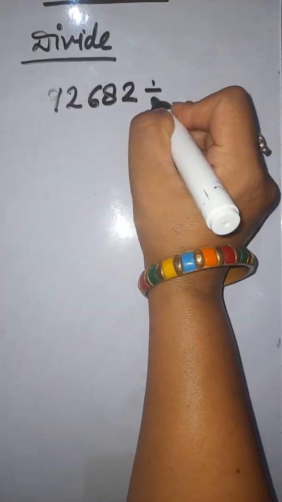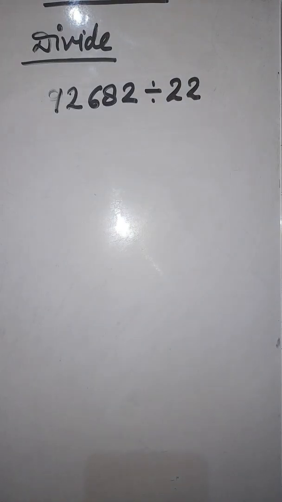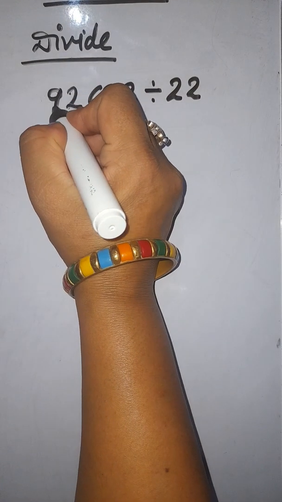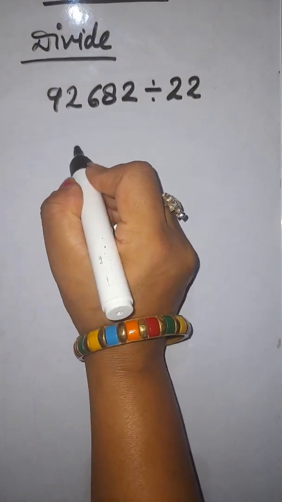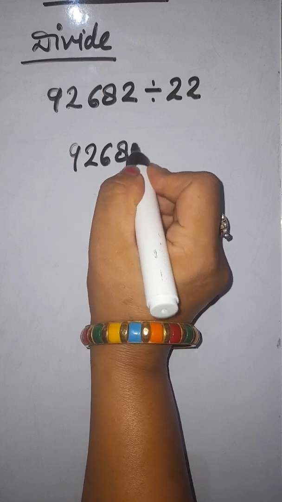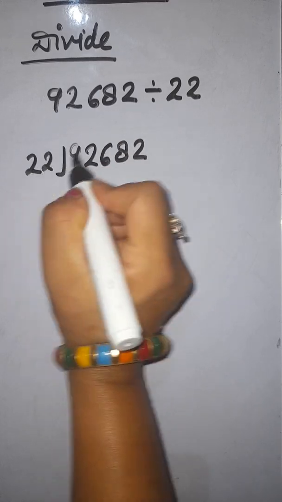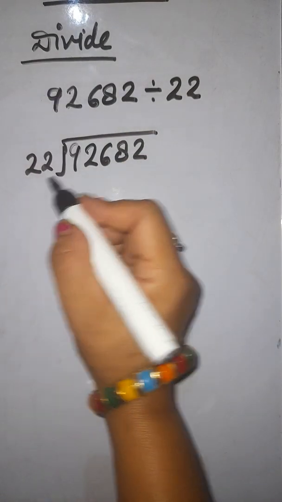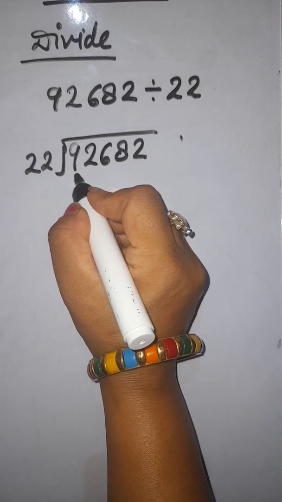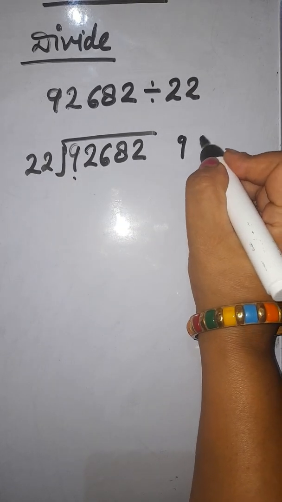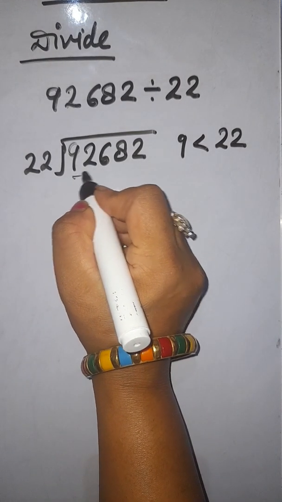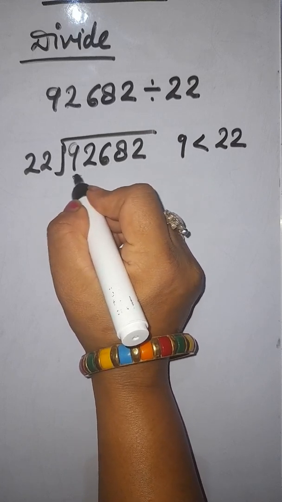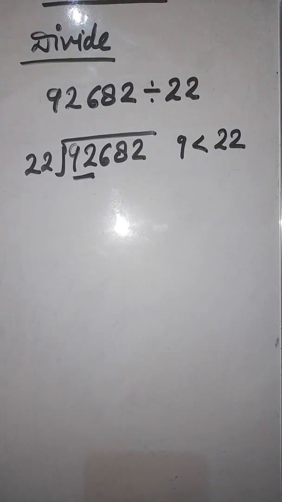92,682 divided by 22. Fine. So first we'll write both the numbers in the division column. We need to write here 92682 divided by 22. So step first, we compare the number. Here the first digit is 9. So 9 is smaller than 22. Now we'll take 2 digits from the number. This is 92. Okay. Now recite the table of 22.